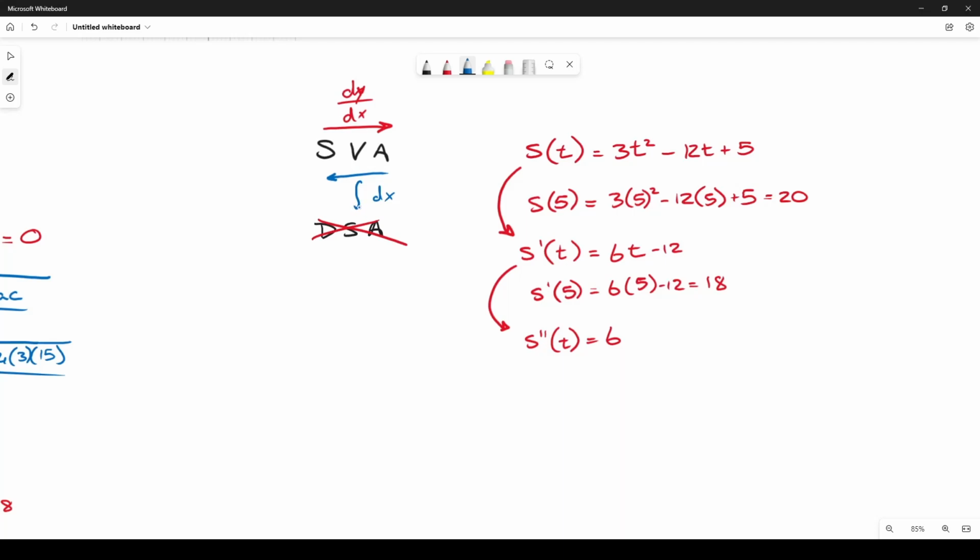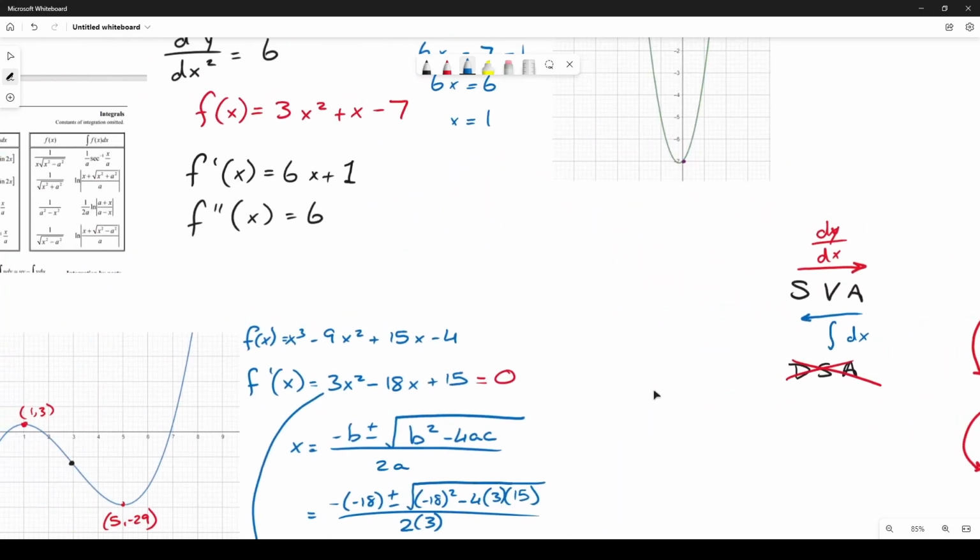So sometimes they might start you with the acceleration formula and ask you to go backwards. As you move right, you differentiate, integrate, you move left. But I won't get into integration just yet. Just remember that's the order of it. It's still the same concept.